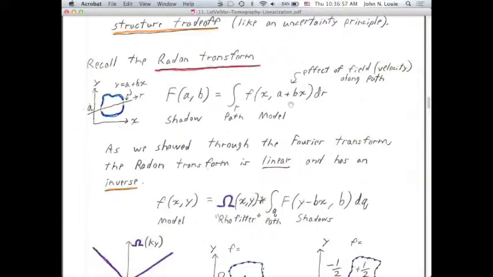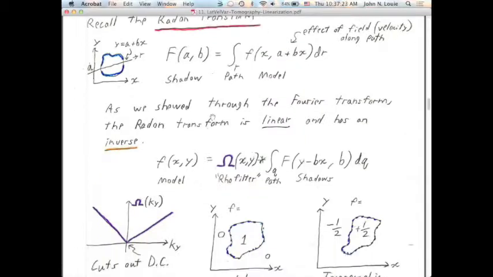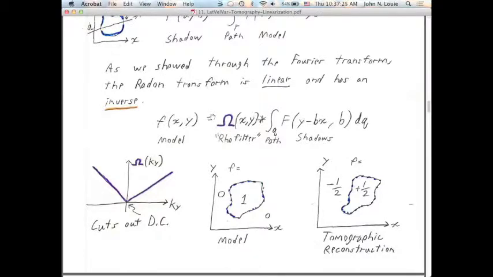We have A plus Bx equal to y, and that shows us where we are integrating along through the model f. And we get capital F, which is the shadow, the forward projection. And the shadow is in terms of the ray intercepts and the ray slopes, or the ray azimuths. Now, we showed through the Fourier transform that the Radon transform is linear and has an inverse.